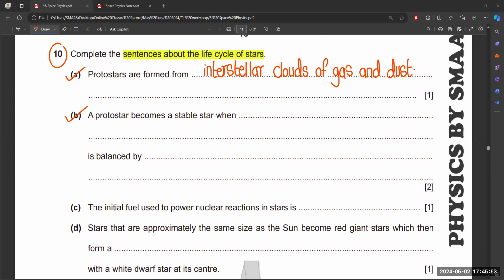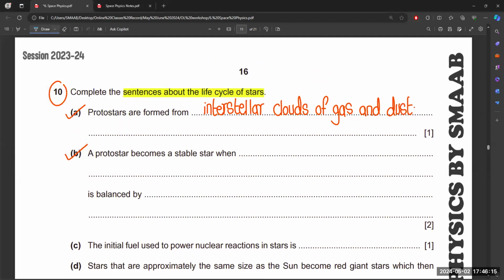Wait, I have a question. Aren't protostars formed from nebulas? Yes, you can also write it is formed from nebula, or you can also explain in detail that it is made up of clouds and dust. Because we know that when we have clouds of dust and gas, it will definitely make a nebula. So you will get marks in both. If you only write nebula, you will also get marks for it. And if you write clouds of gas and dust, you will also get marks for this.